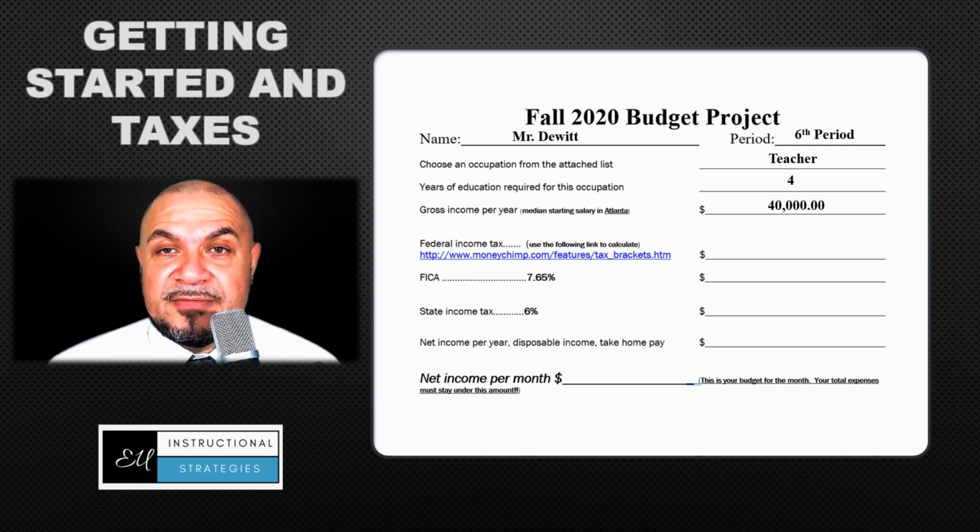All right, so speaking of taxes, there are 3 tax types that you're going to have to account for with this budget project. You have federal income taxes, you have FICA, which pertains to Social Security as well as Medicare. You also have state income tax, which is 6%. So let's start with the first tax type, federal income taxes.